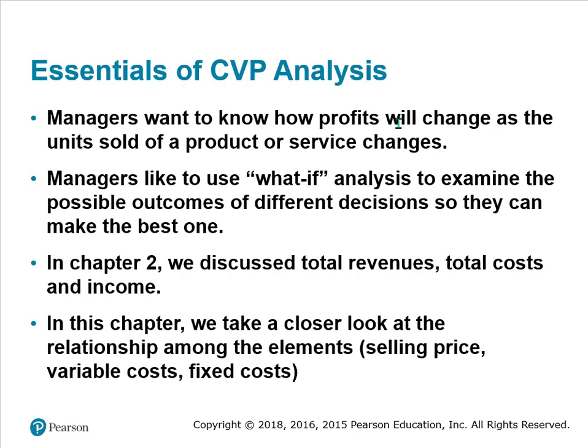Okay, so of course CVP is an abbreviation for cost, value, and profit. This is an analysis tool that managers use to understand how profits will change as units sold, variable cost, fixed cost, selling price, or some combination of these change. And it's about the relationship among these elements. And they make a statement here that managers like to use what-if analysis to determine possible outcomes. When I worked, I did that all the time.